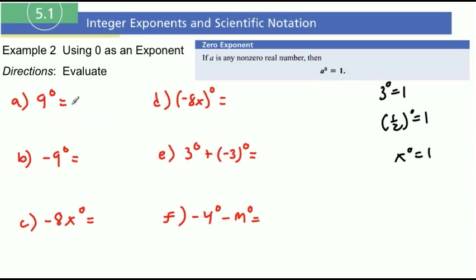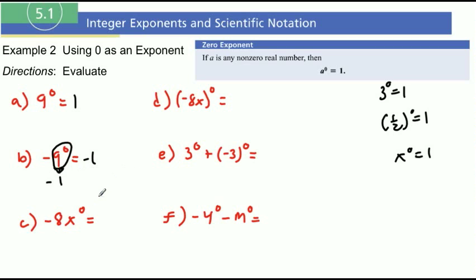Okay, so 9 to the power of 0 is 1, easy. What about negative 9 to the power of 0? Well, remember, a to the power of 0 is 1, so whatever your base is, our base is 9, so 9 to the power of 0 is 1. So this is like, drop the negative sign and then 1, so this is negative 1. Because this right here is 1, and that's where that comes from right there.